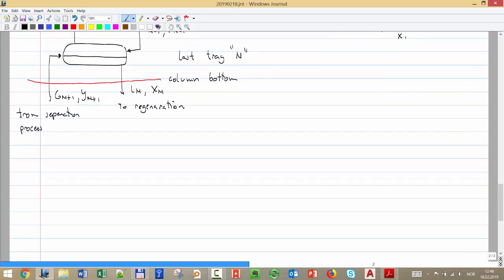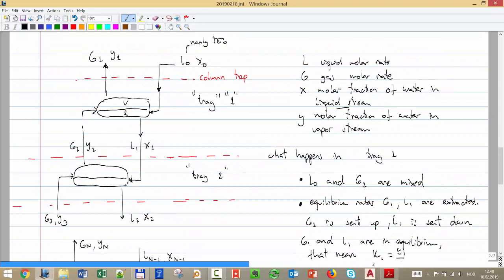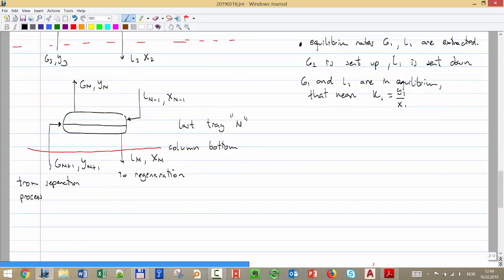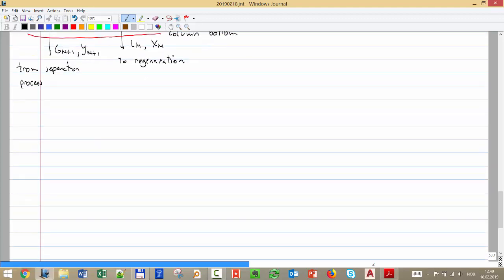Now, the way it works, that's the schematics. So you imagine what's happening in every tray. I come with two, mixing, and then equilibrium. Coming to mixing, equilibrium. And that repeats maybe 4 or 7 times, and that's the way you have to think about it. Now, the way it is made, let's see if I can draw it.